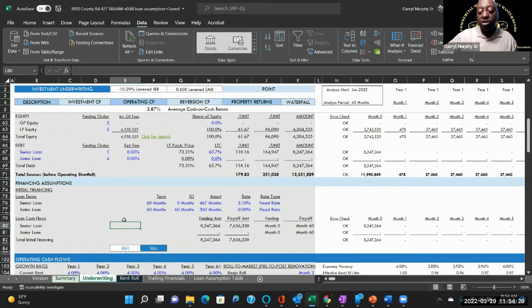Does anyone have any questions on loan assumptions or how to do a loan assumption?